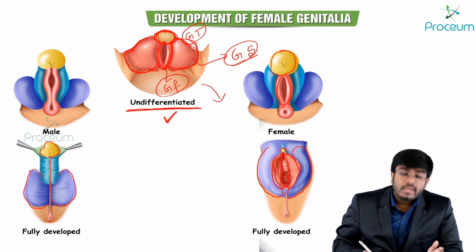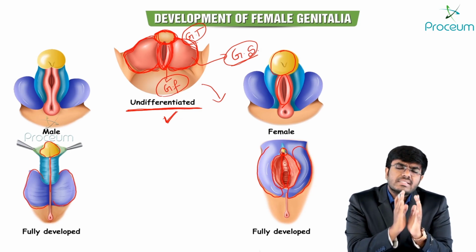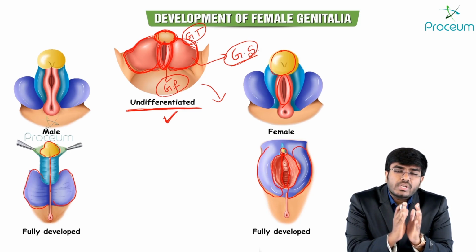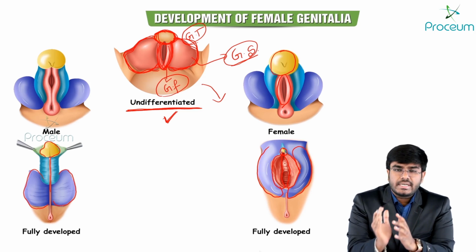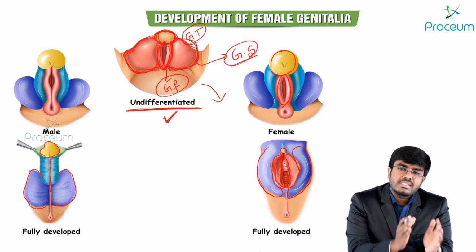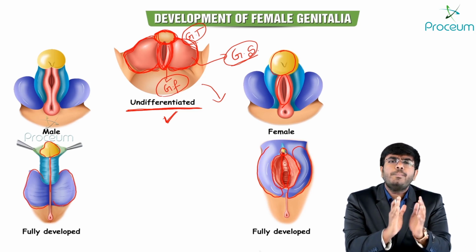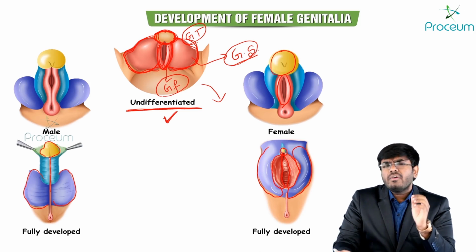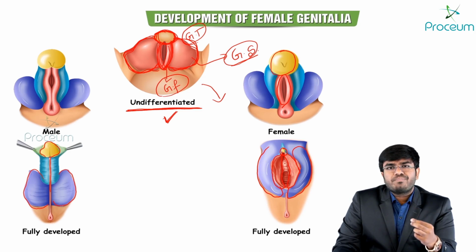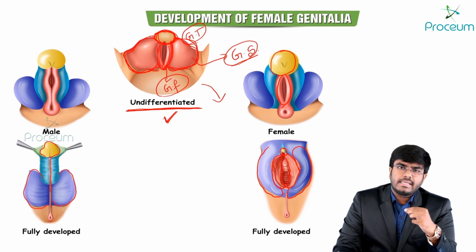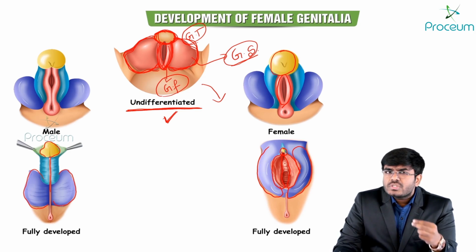So, it's the mere presence of dihydrotestosterone that determines the fate of external genitalia. Dihydrotestosterone present, male genitalia; simple absence, female genitalia. Now, if someone asks you whether, for the formation of female external genitalia, you need estrogens?